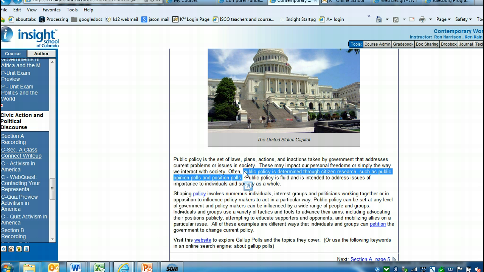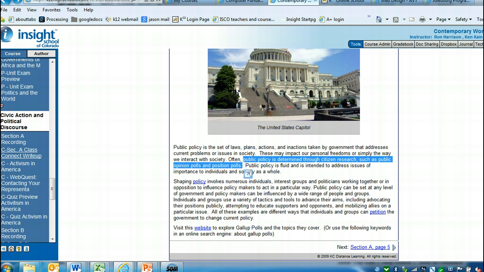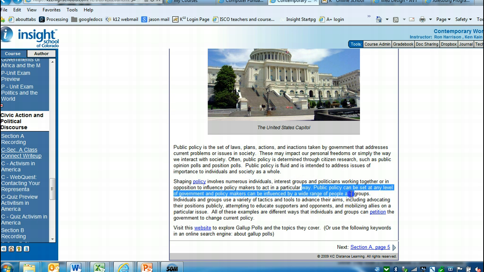So people in the government, they'll want to see what citizens think about certain things, and once they know how people think about certain things, then they'll start gearing their legislation and laws towards how the majority of people think. Hopefully it's going to be how the majority of people think. And you can read down here more about what public policy is and how individual groups have tactics and tools to promote the main things that they want.